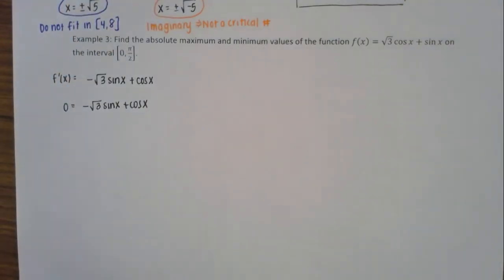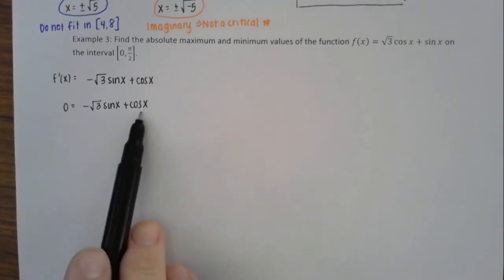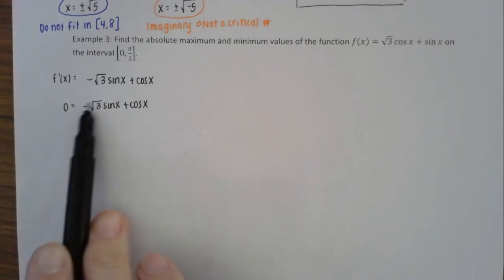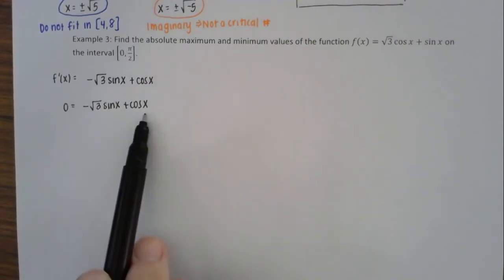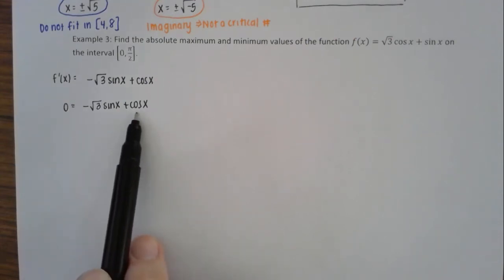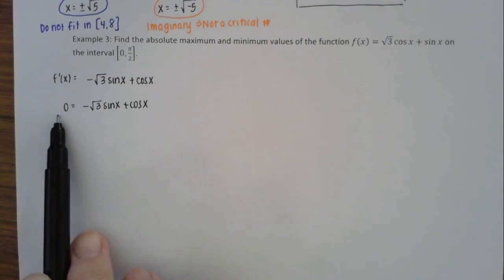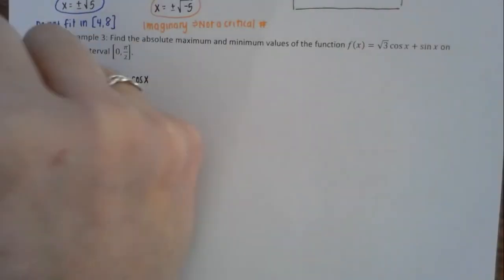Okay, so in this case, this is a little bit different than the ones that we've talked about in class so far because I have both a sine and a cosine here. What I'm actually going to do is try to collect all of my trig terms on one side of the equation by themselves. So I'm going to go ahead and subtract cosine from each side.